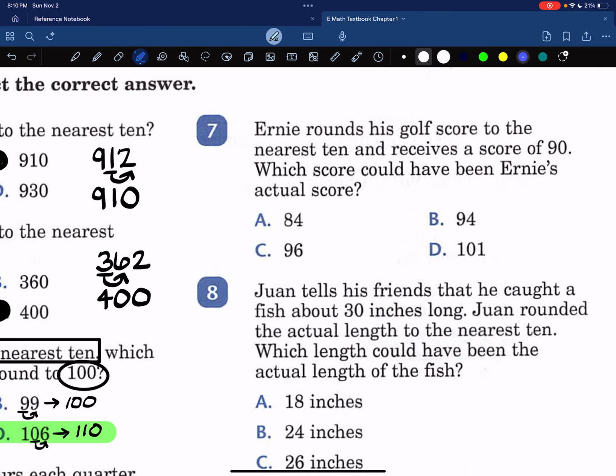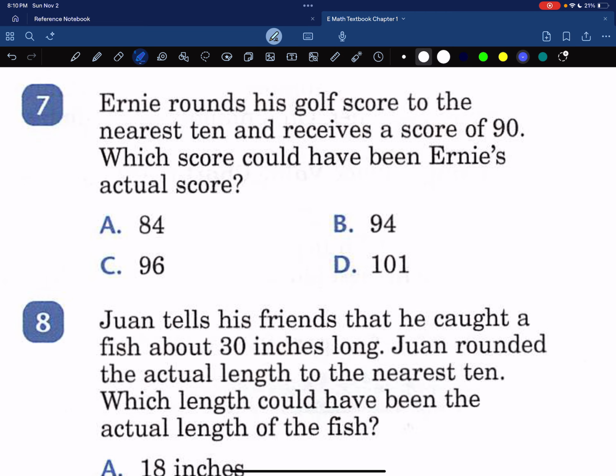All right, number 7. Ernie rounds his golf score to the nearest 10 and receives a score of 90. Which score could have been Ernie's actual score? Well, we know that he rounded to the nearest 10. And we know that we're looking for a 90. So let's round these and see which one fits. To the nearest 10, you can go through and underline all of the 10's places. And then look at the neighbor.